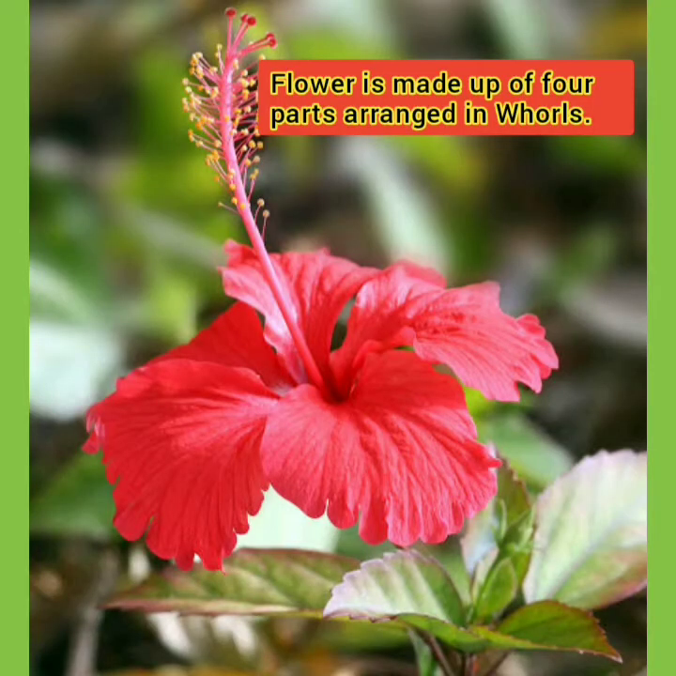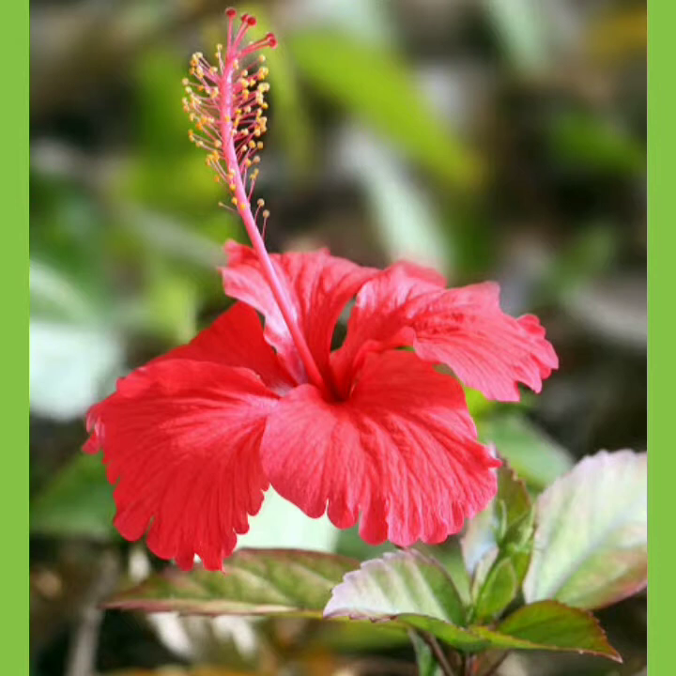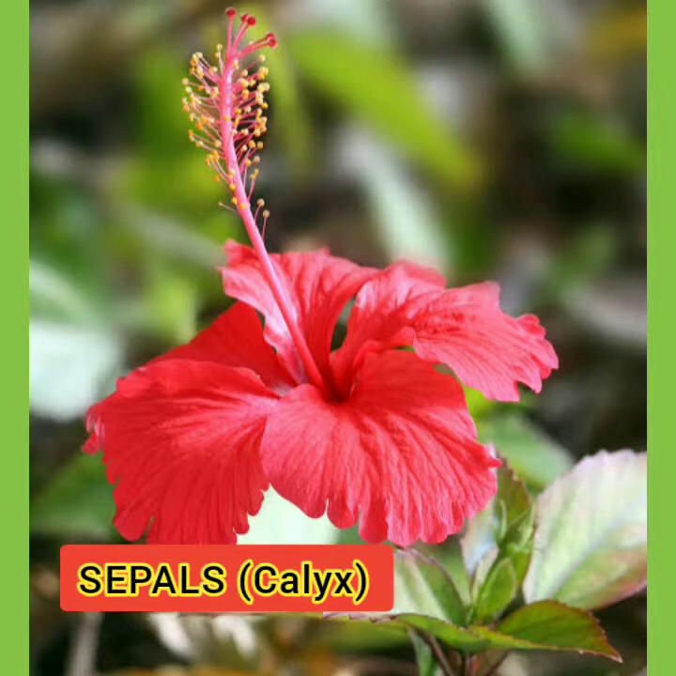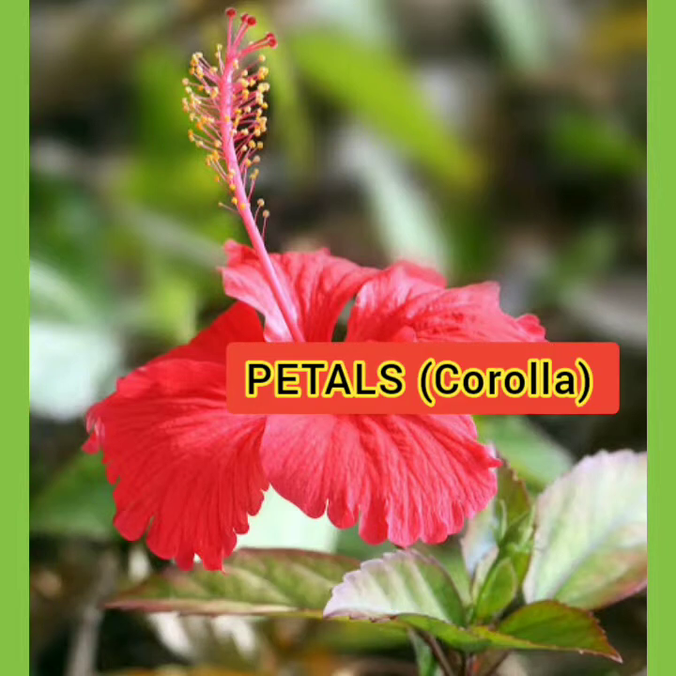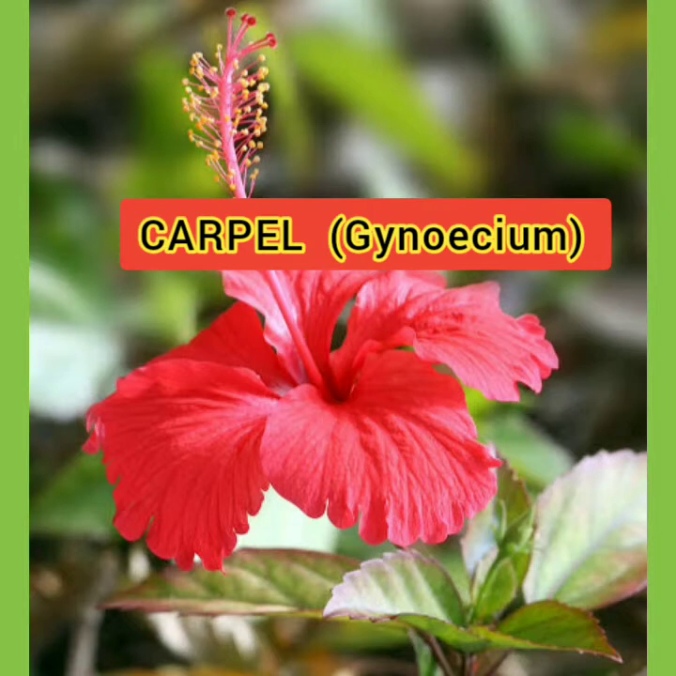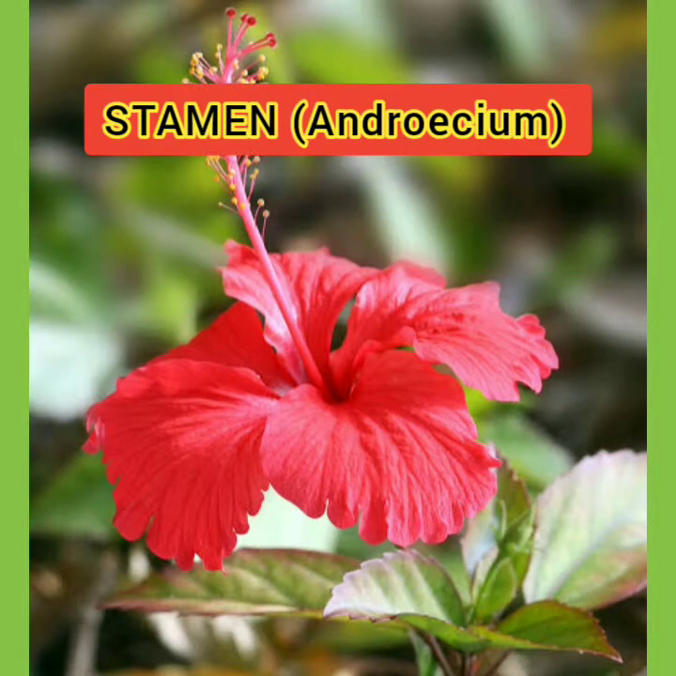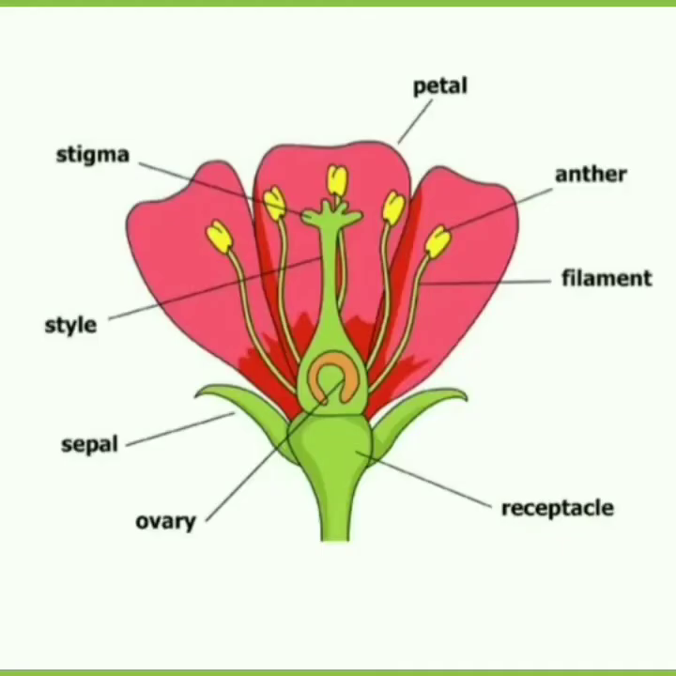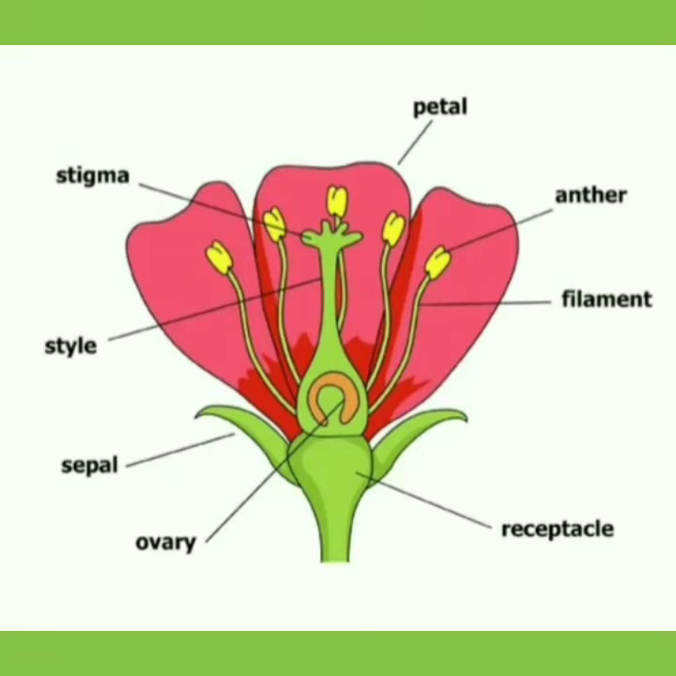A flower is made up of four parts arranged in whorls. Whorls means spiral-like pattern. So the four parts are sepals, also called calyx. Next is petals or corolla. The third one is carpel or gynoecium. And the last one is stamen or androecium. So here you can see the picture of a flower showing the different parts. Now let's read about the different parts of a flower in detail.